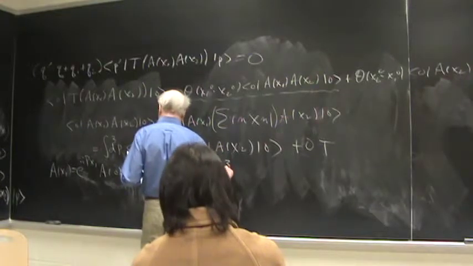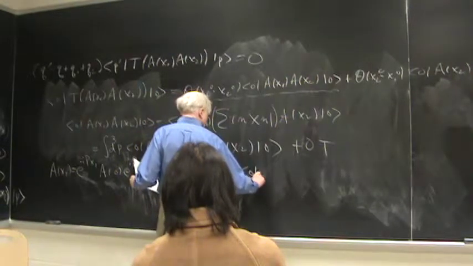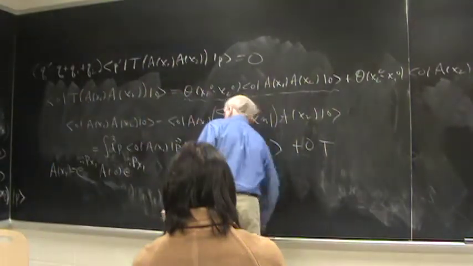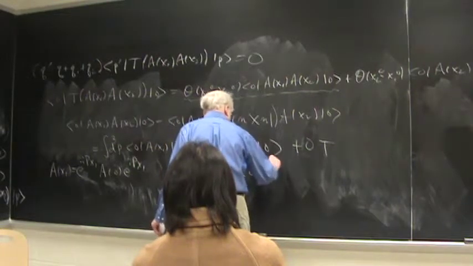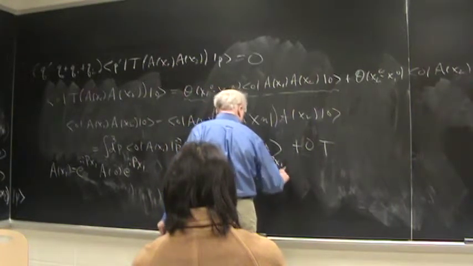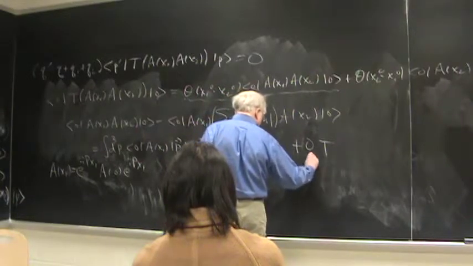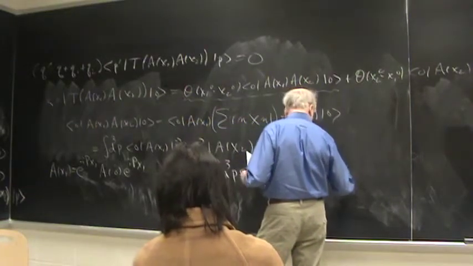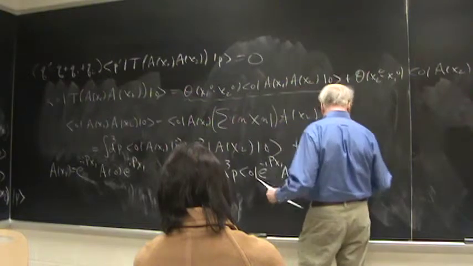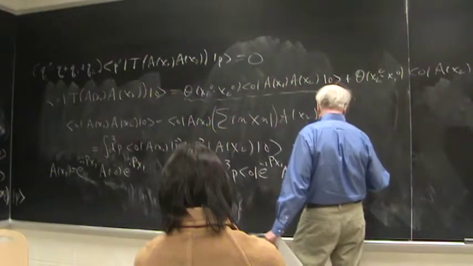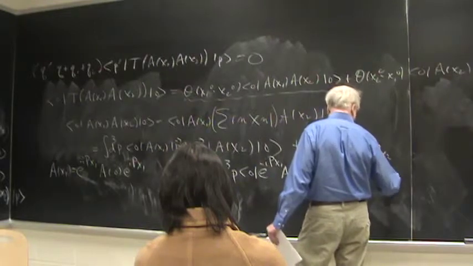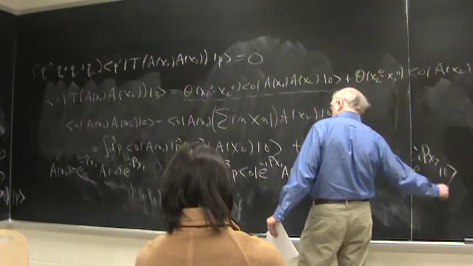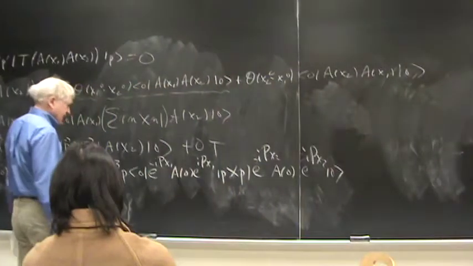an integral d cubed p, 0, well, maybe I should write this explicitly. This is e to the minus i P, the full momentum operator, x1, A of 0, e to the i P x1, p, p, e to the minus i P x2, A of 0, e to the i P x2, 0. I haven't left anything out.